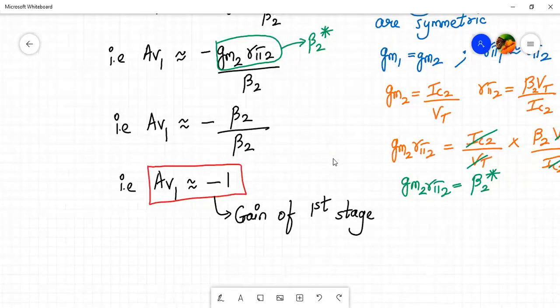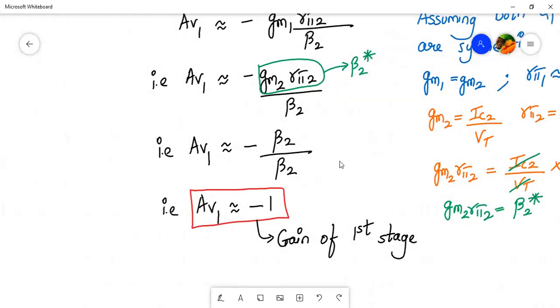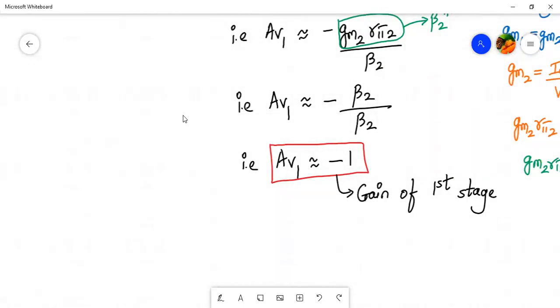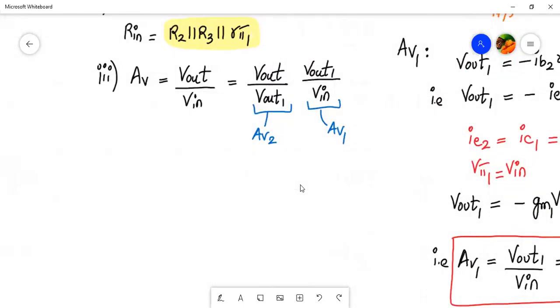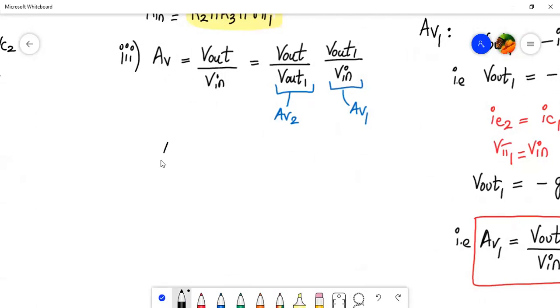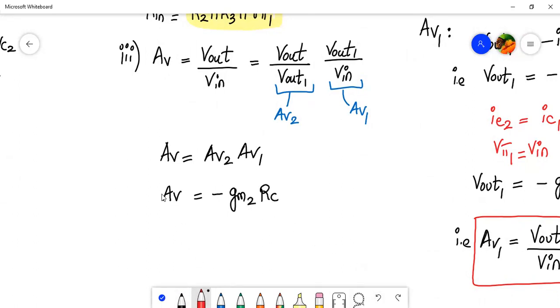Now the moment we know the gain of the first stage and the second stage, what will be the overall voltage gain? If we want to calculate the overall voltage gain, it will be AV2 into AV1, and AV2 value is plus GM2 into RC, and AV1 value is minus 1. So we can safely write minus GM2 into RC as the value of the overall voltage gain for a cascode amplifier.